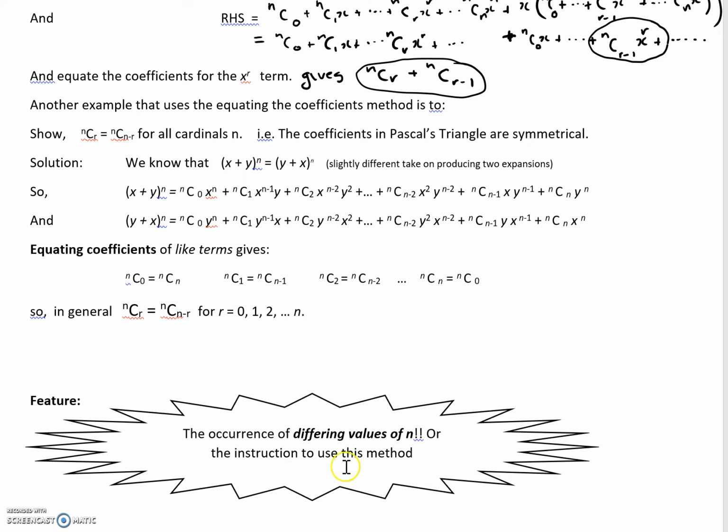So what's the feature of a binomial identity? What's the feature of an identity that will require you to equate coefficients? I think you're going to see different values of n, or maybe a straight out instruction to use the method.